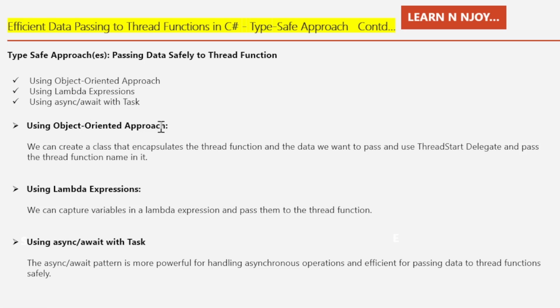In the object-oriented approach, we can create a class that encapsulates the thread function and the data we want to pass, and use the ThreadStart delegate and pass the thread function name into it. Using a lambda expression, we can capture variables in the lambda expression and pass them to the thread function. Using async await with task, this async await pattern is more powerful for handling asynchronous operations and efficient for passing data to the thread function safely. Okay, let's see one by one with examples.